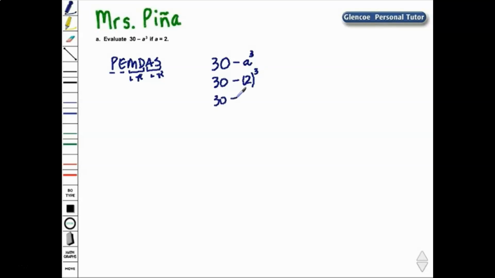30 minus is going to get recopied. 2 to the third power means 2 multiplied 3 times. 2 times 2 is 4, times another 2 is 8. So 2 cubed is 8. Next simplification is 30 minus 8, which is 22. That's your final solution.